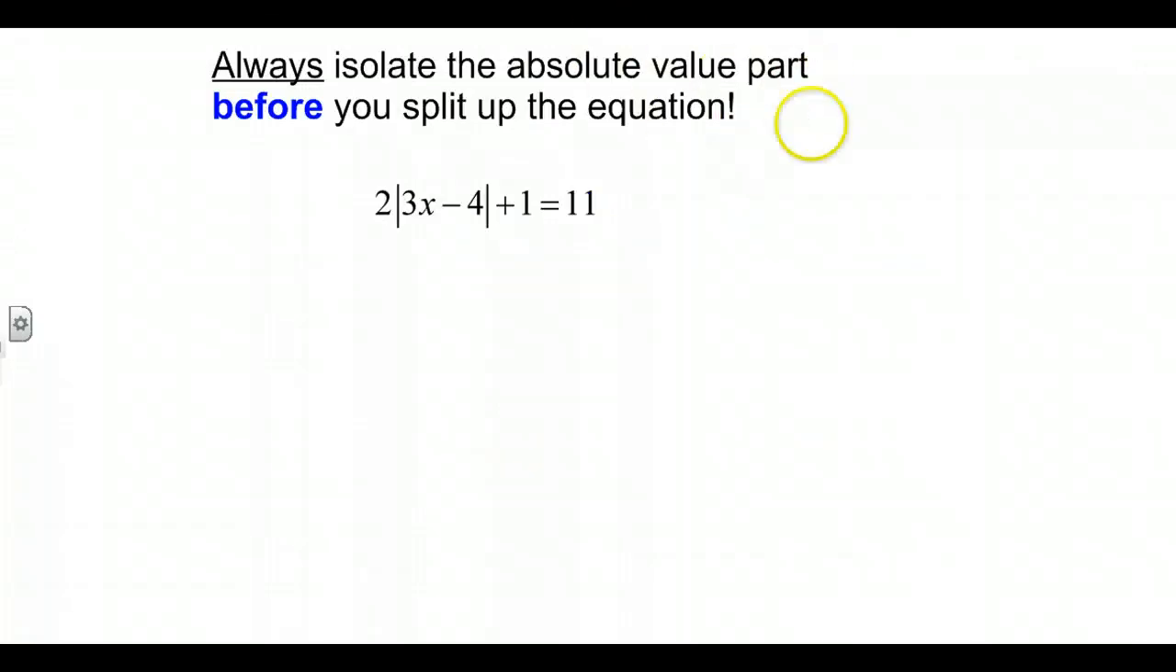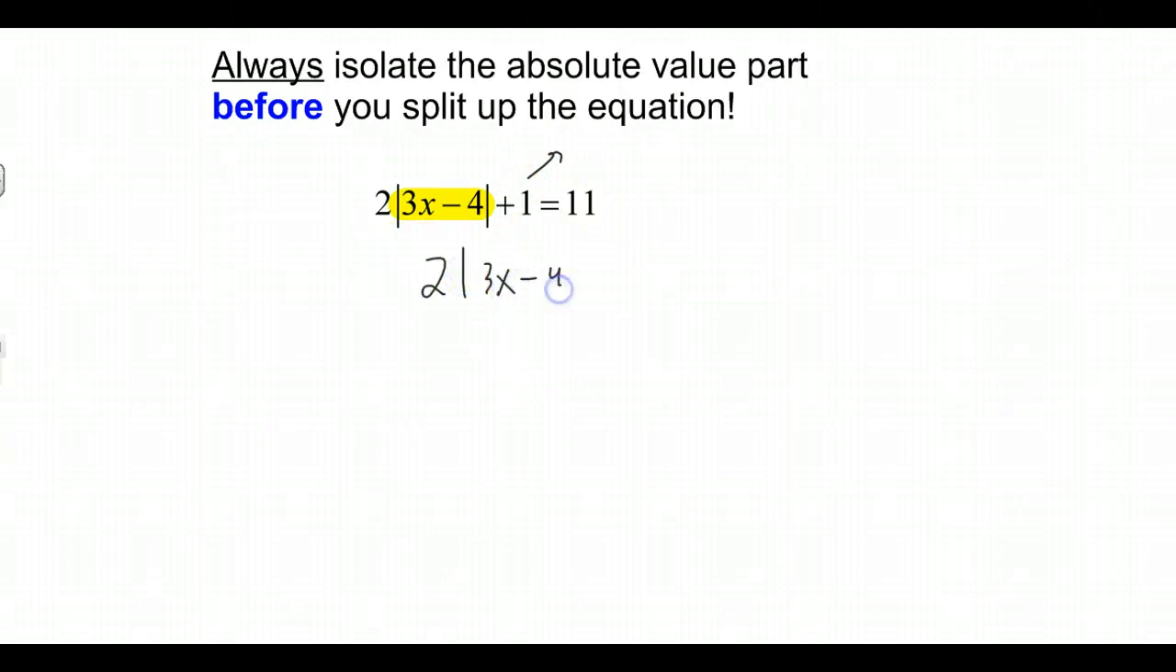Always isolate the absolute value first. And so you really want to get this part here all alone. So get the other stuff to the other side. So let's move this 1 over first to the right by subtracting. So we have 2 times absolute value of 3x minus 4 equals 10. Then we're going to divide by 2. We get absolute value of 3x minus 4 equals 5.